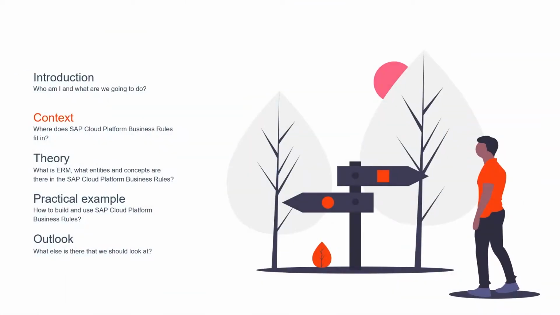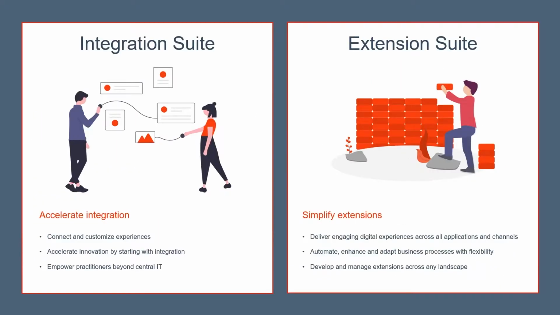To get started, we should talk about the context of the SAP Cloud Platform business rules. Where in the SAP Cloud Platform do business rules fit in? Where do they belong to? If you're thinking about the SAP Cloud Platform, you should think about an integration extension platform built for intelligent enterprises. It enables you to connect your landscape and create application extensions that focus on your business needs.